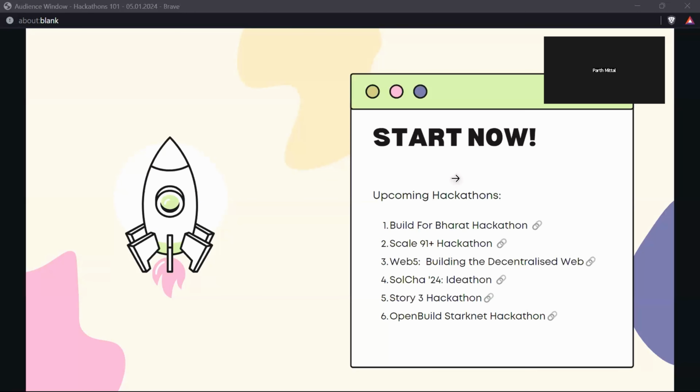Build for Bharat is at Hack to Scale. Scale 91 is a fintech hackathon. Web 5 is again on DevPost. There are a lot of ideathons as well, where you don't have to build the product, just the idea works. Open Build Starknet is on DoraHack, as far as I remember. It's a Web3 hackathon. So you can check these out. And we obviously keep sharing a lot of them internally, but you can check these out too.